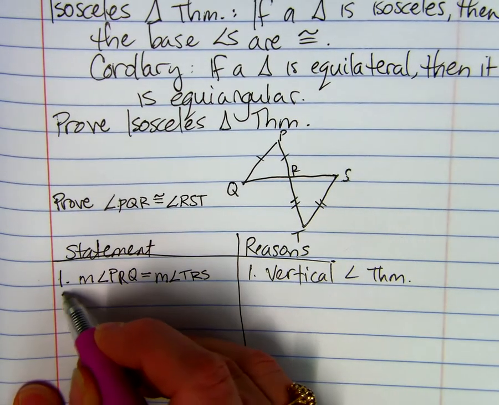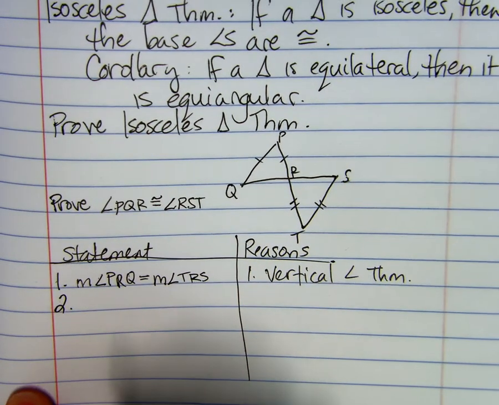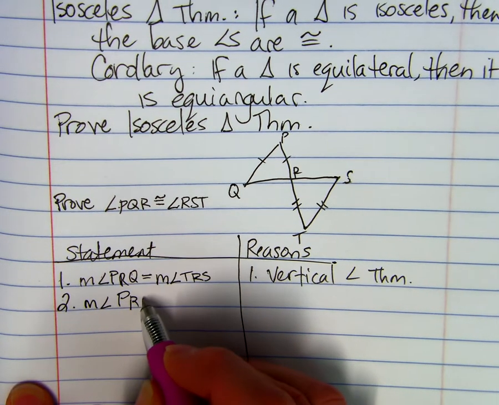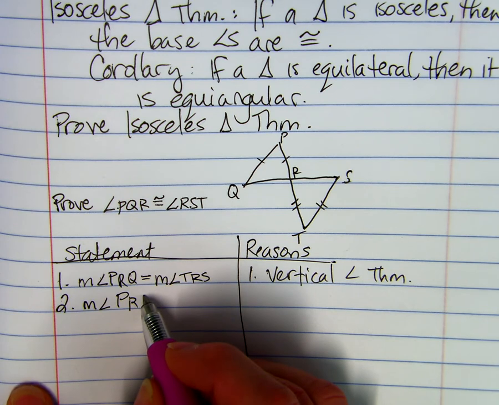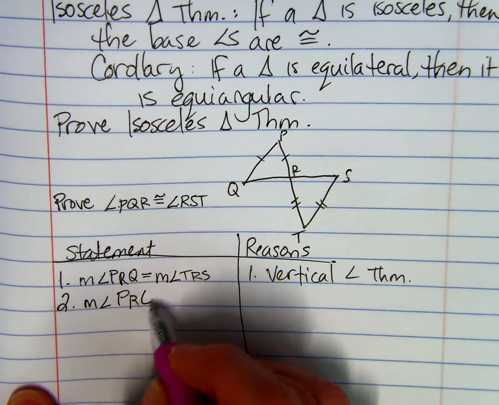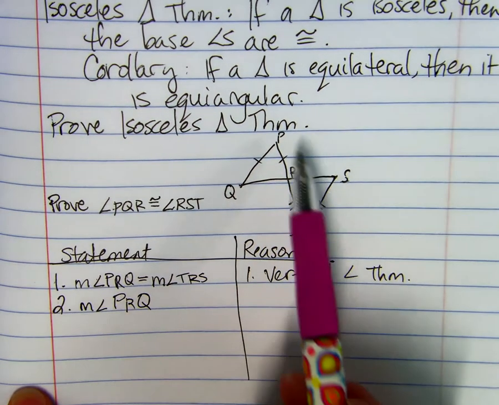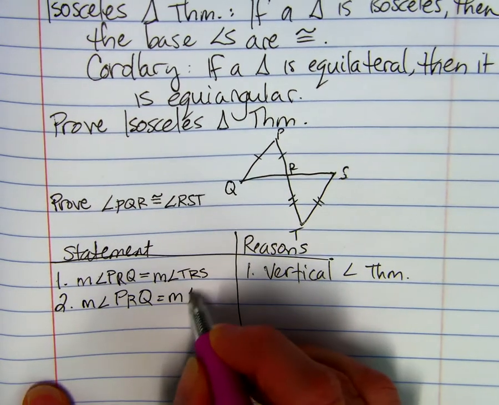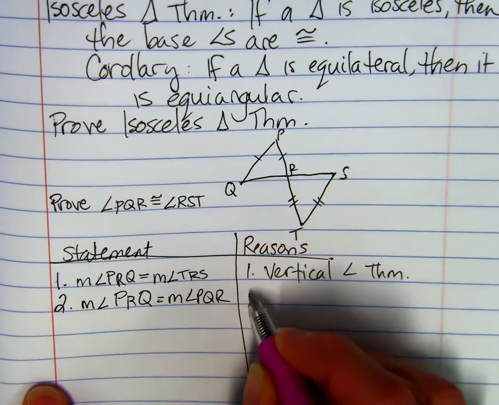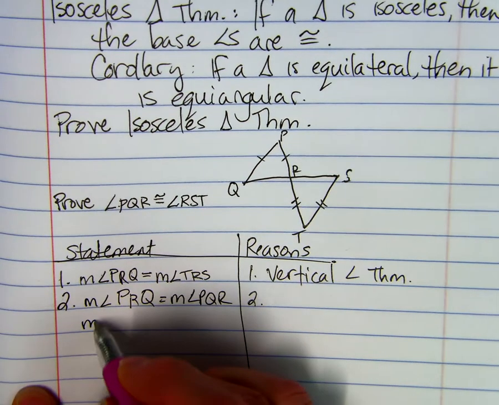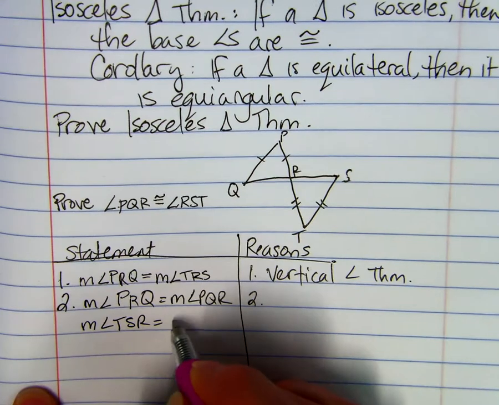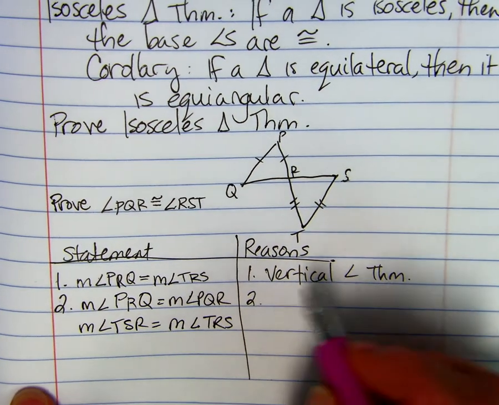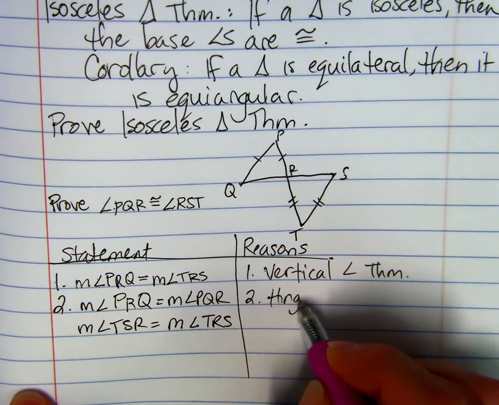Second step, measure angle PRQ and PQR are equal. And measure angle TSR is equal to measure angle TRS. And those are by the hinge theorem.